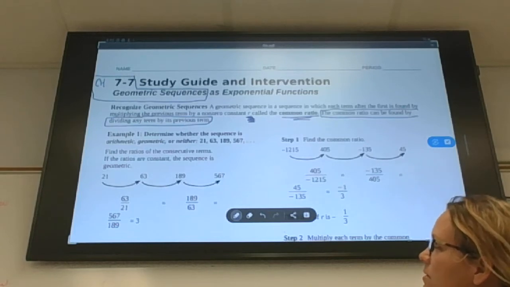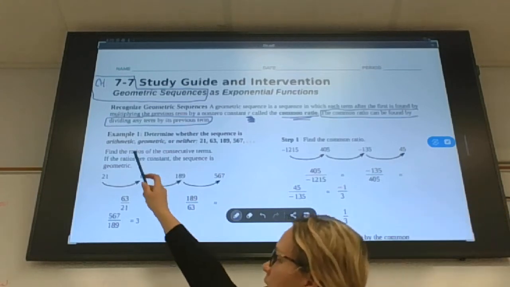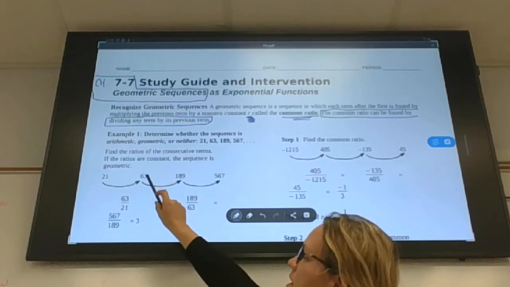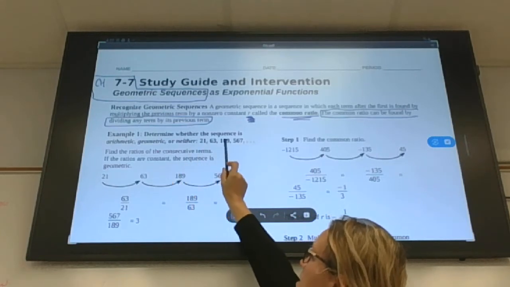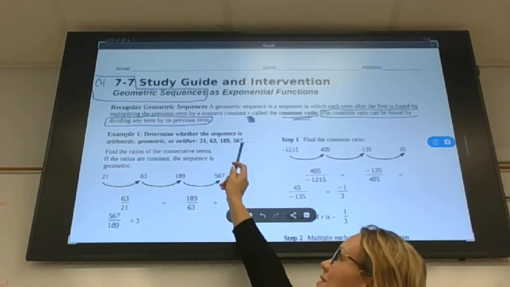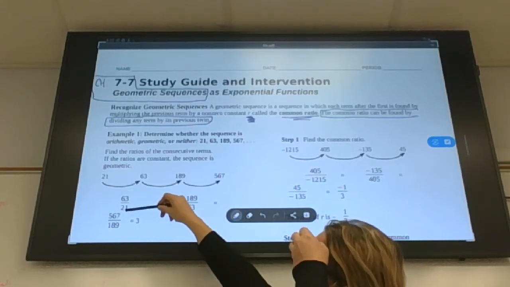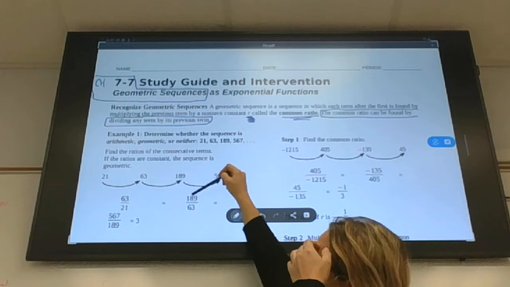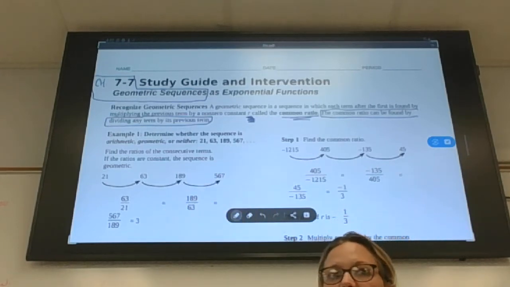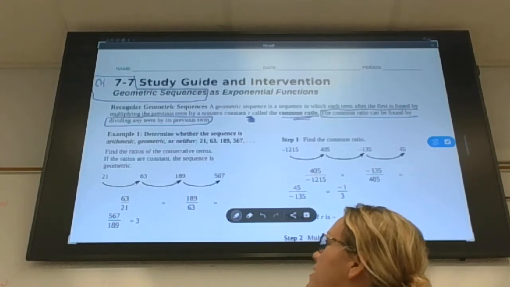So example 1, determine whether the sequence is arithmetic, geometric, or neither. What you want to do is find the ratios of the terms. So a ratio is a fraction. So here we are, 21, 63, 189, 567. These are not numbers that are very popular. We don't really know. So we're going to do a fraction. 63 over 21, 189 over 63, and 567 over 189. Simplify all of them, and if you get the same number every time, you say, yes, this is geometric.